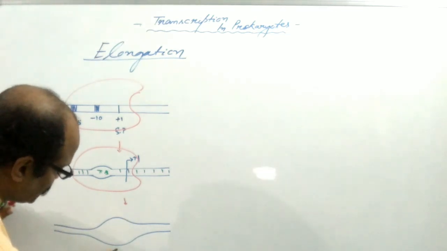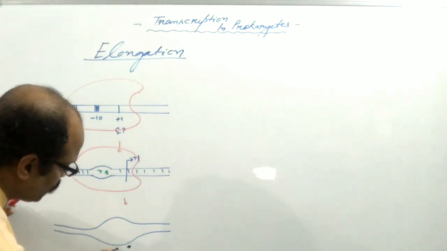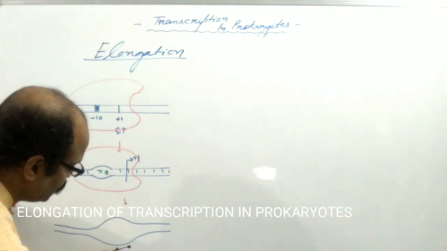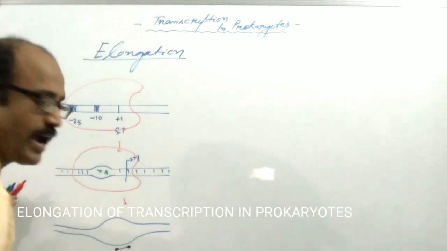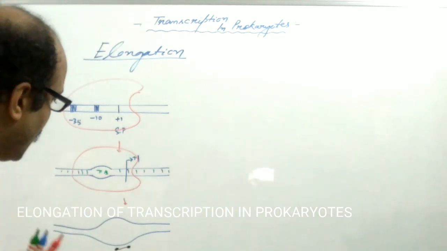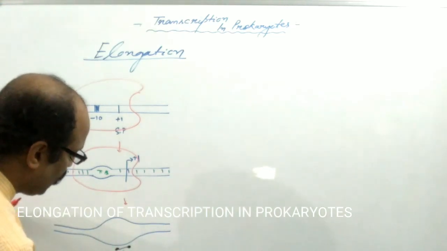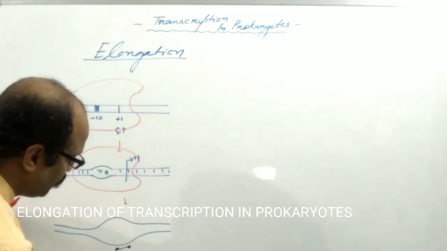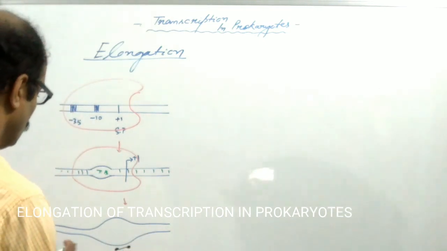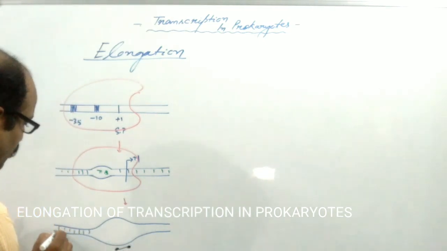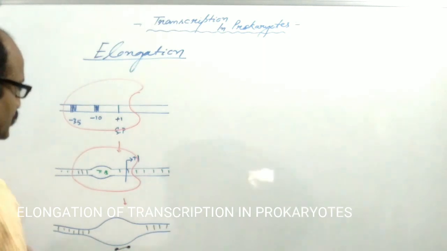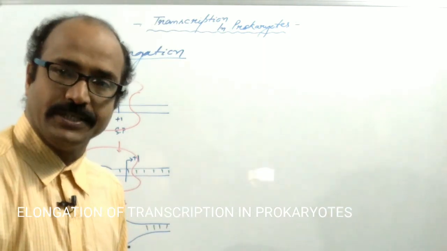So initiation of transcription occurs with the formation of a phosphodiester bond between the first two ribonucleotide triphosphates and the release of pyrophosphate. So this is the overview of the transcription process.